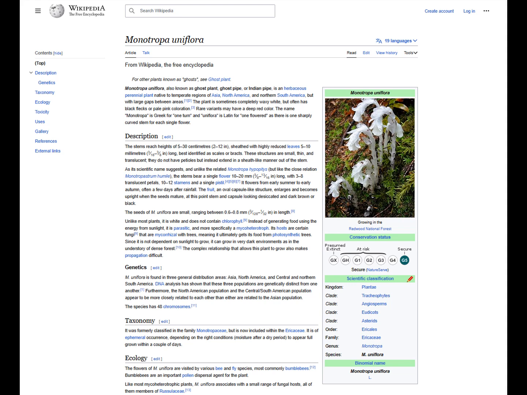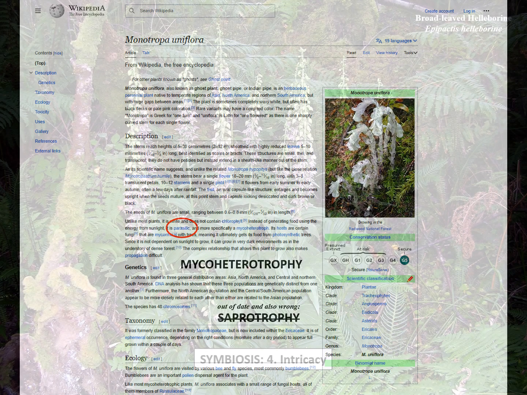Wikipedia and other online advisors may describe this relationship as parasitism, but no, emphatically no. It is a co-evolved cooperation from which all three partners benefit and none is harmed. The non-judgmental term mycoheterotrophy, meaning feeding via a fungus, is much more appropriate.